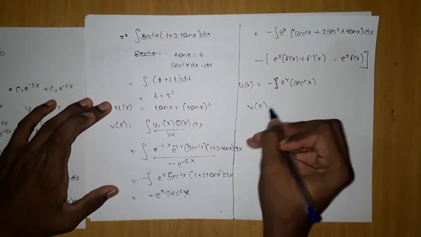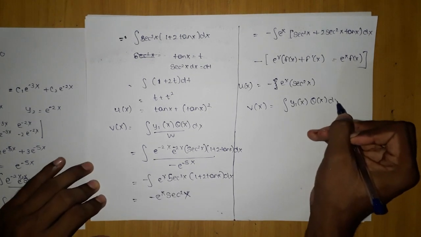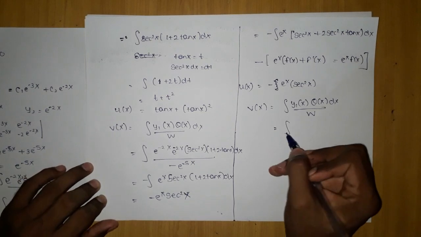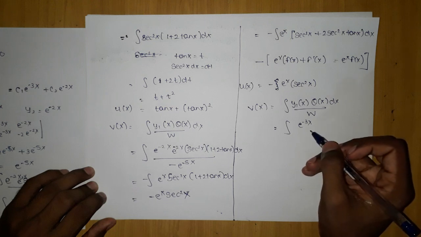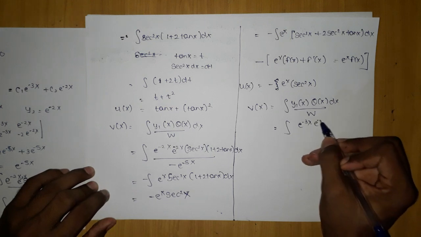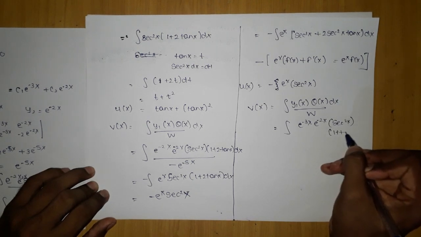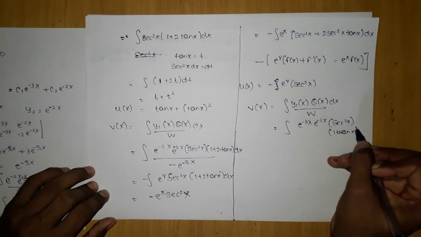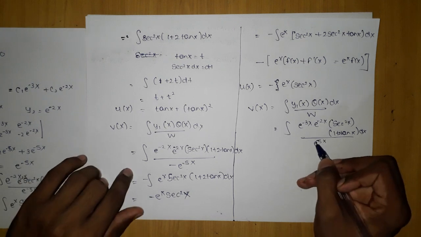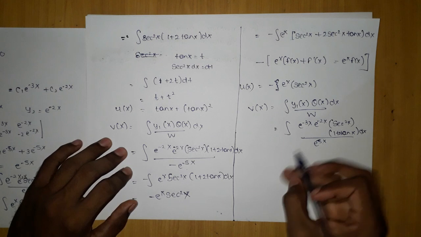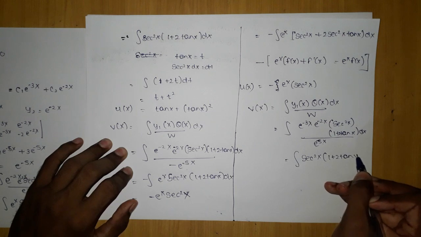This one, it's v of x. So here in this case, it will be y1 x into q of x into dx by w, which will be integration. y1 x is e to the power minus 3x into q of x. Q of x is nothing but minus 2x into sec square x into 1 plus 2 tan x into dx by e to the power, here it was e to the power minus 5x only, so this will again cancel out with this and we are left with sec square x into 1 plus 2 tan x, right?